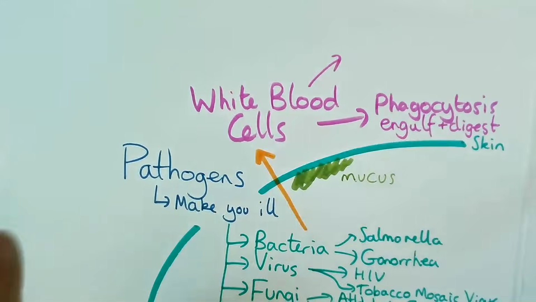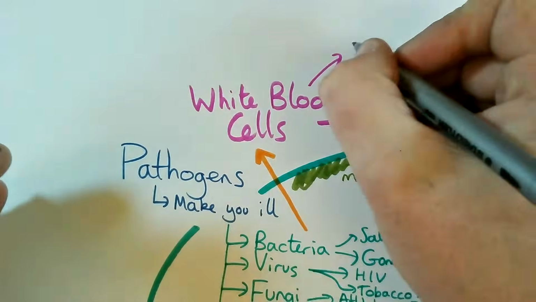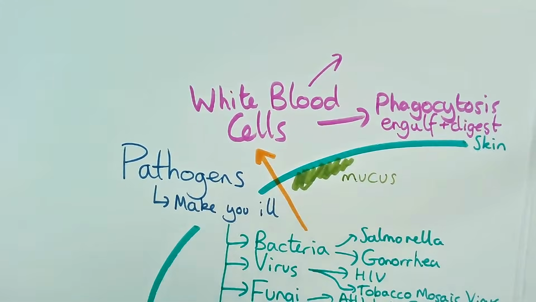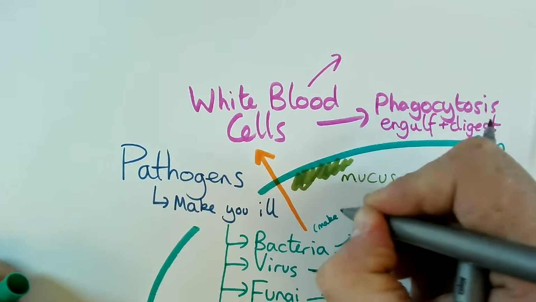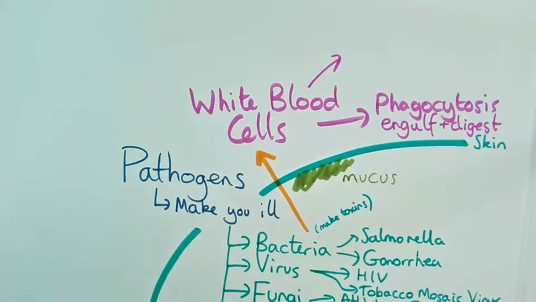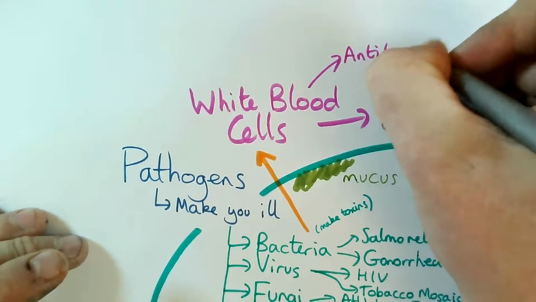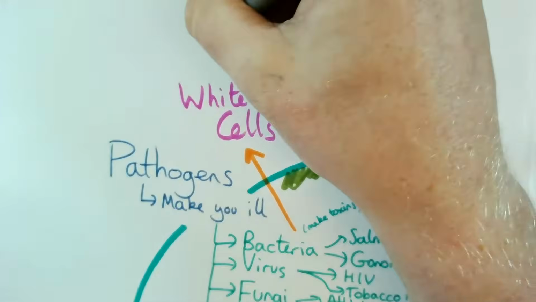Next thing. Bacteria: half the reason they make you feel ill is they make toxins. And white blood cells make antitoxins, and that helps you feel a little bit better. It's blocking out the haters. God, I really have lost it, haven't I?